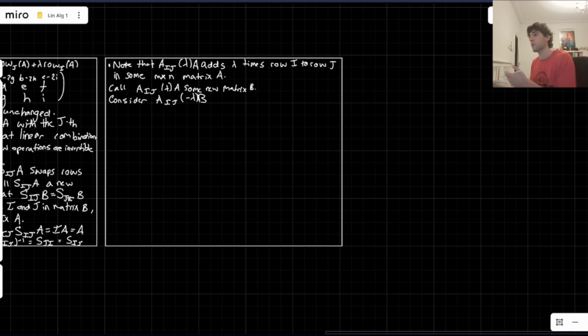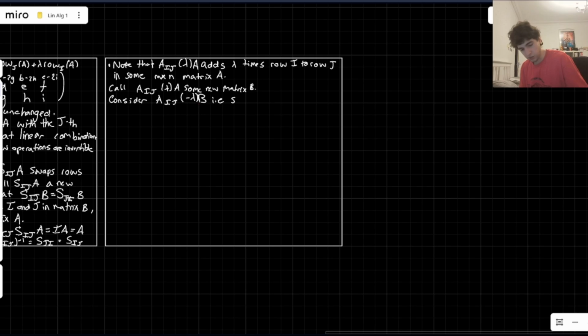So intuitively, this is going to give you A again, okay? Because you have a new matrix, which is A where you've added lambda times row i to row j, and now you've applied an elementary row operation subtracting lambda times row i from row j. That's just going to give you nothing. You get what you started off with again, right? So there's no change in the matrix A when we do this.